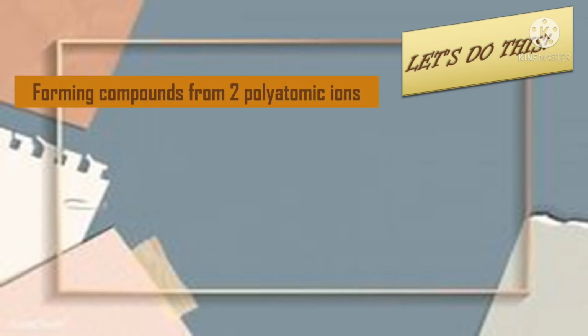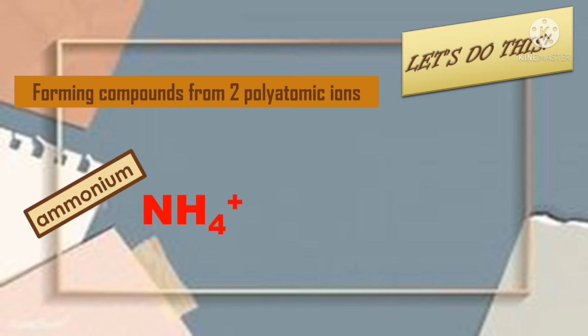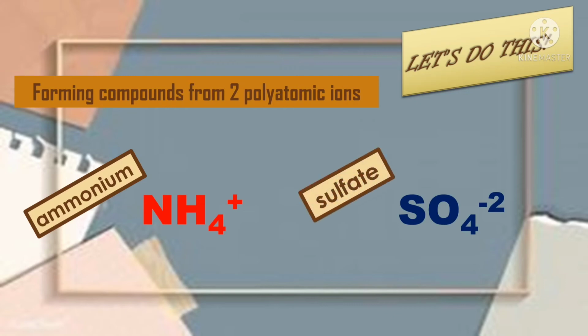Okay, now let's try to write a chemical formula out of 2 polyatomic ions forming compounds. For example, ammonium as the positive half of the chemical formula and sulfate as the negative half. These are not existing as pure elements, therefore you cannot find them on the list of elements in the periodic table. But don't you worry, because there is a list at the bottom of your periodic table. You can check that out.